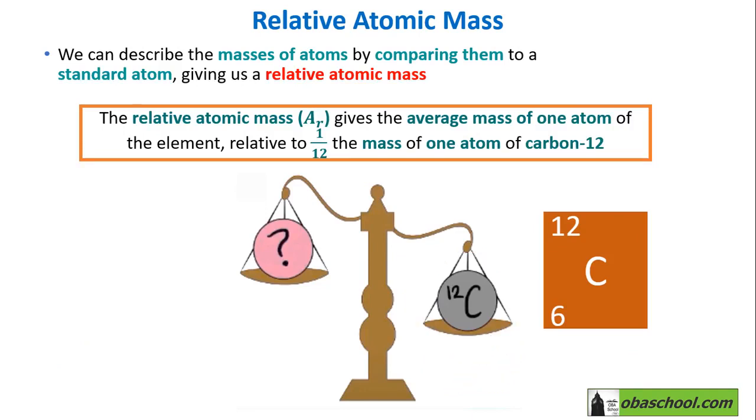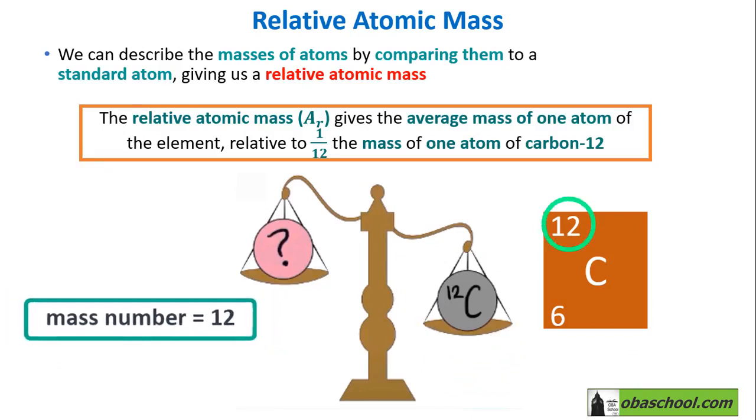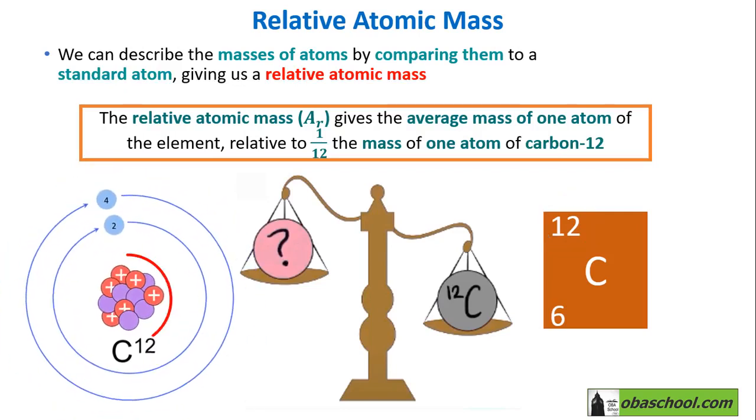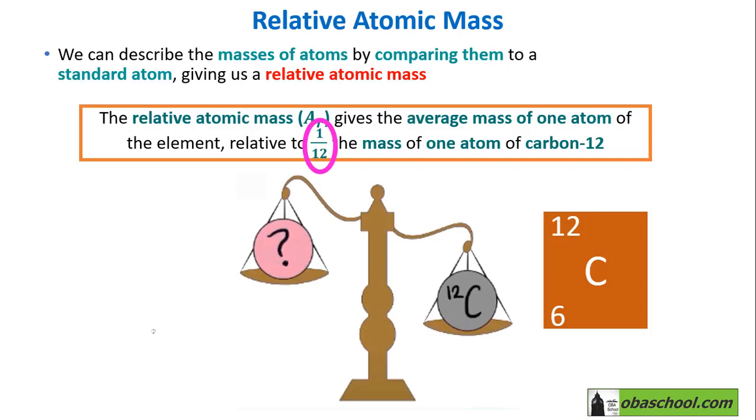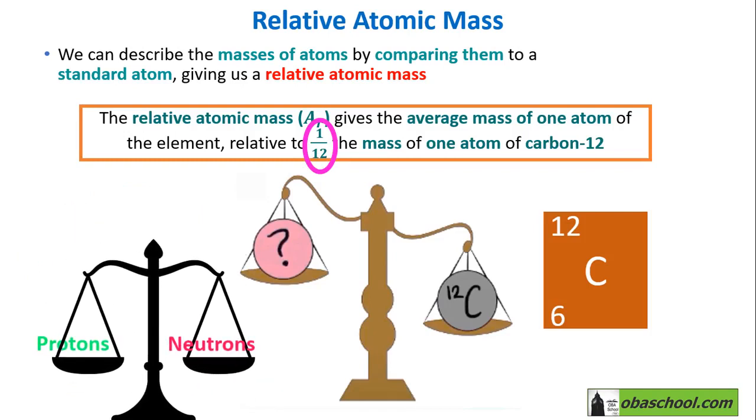As carbon-12 has a mass number of 12, we therefore know that there is a total of 12 protons and neutrons in the nucleus of an atom of this element. As we have seen, the majority of the mass of an atom is in the nucleus in the form of protons or neutrons. We can therefore see that 1/12 the mass of an atom that contains 12 protons and neutrons is going to be approximately equal to the mass of a proton or a neutron, as protons and neutrons have essentially the same mass.